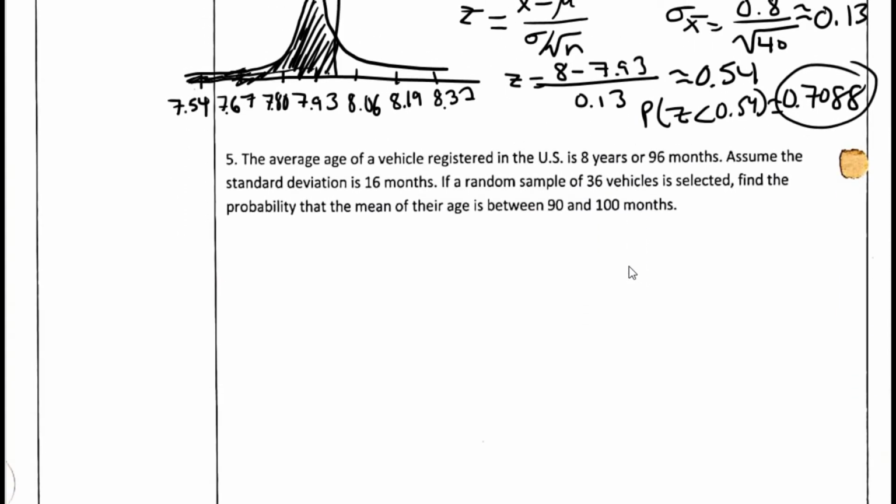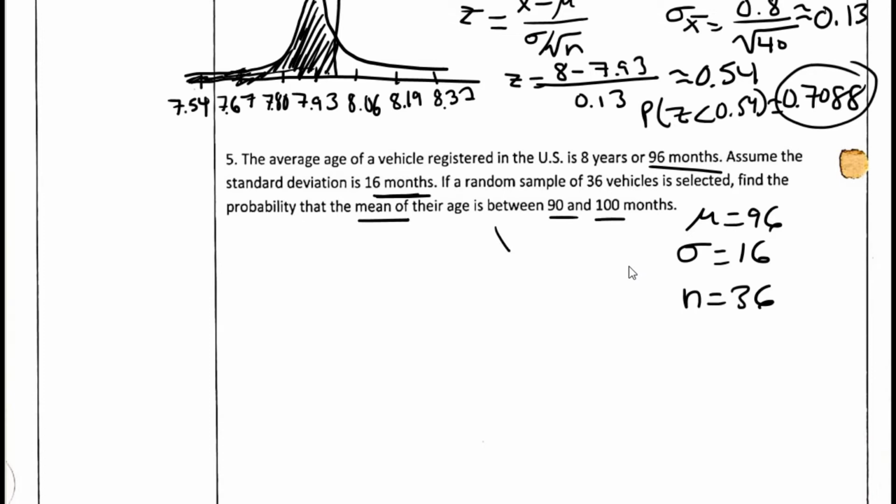All right, so last problem. We want to do the average age of a vehicle registered in the US, and they tell us that it's 8 years or 96 months. We're going to use months here since standard deviation is in months. So the average is 96. Standard deviation is 16. If a random sample of 36 vehicles is selected, so that's our sample size, find the probability that the mean of their age is between 90 and 100. So that means x bar is between 90 and 100.